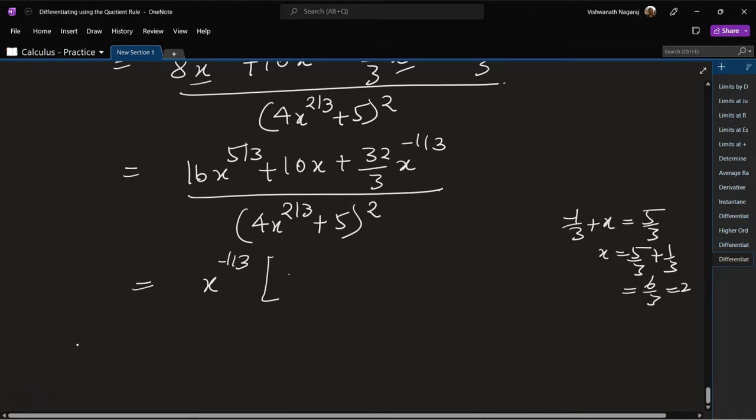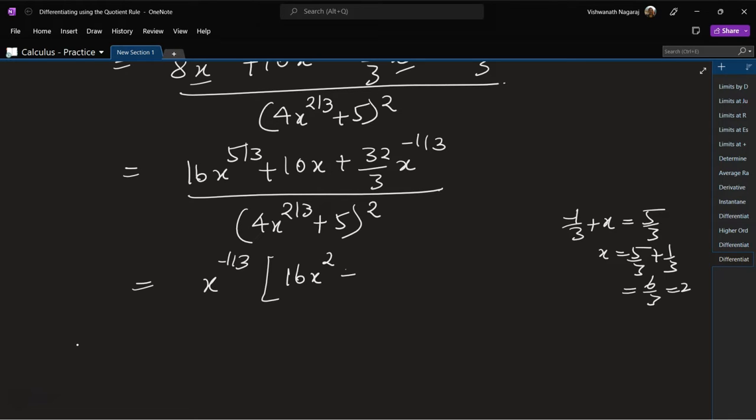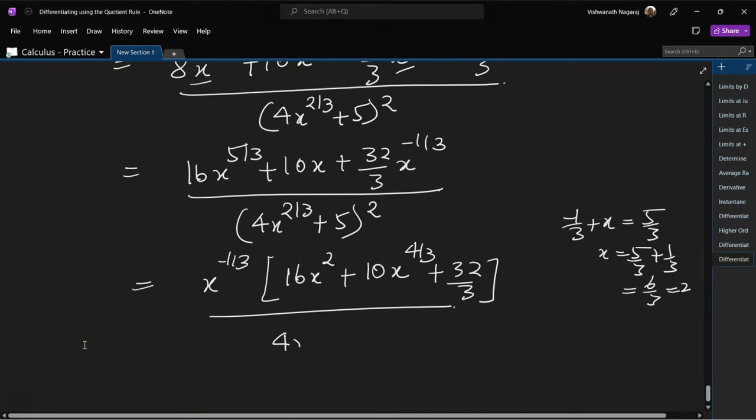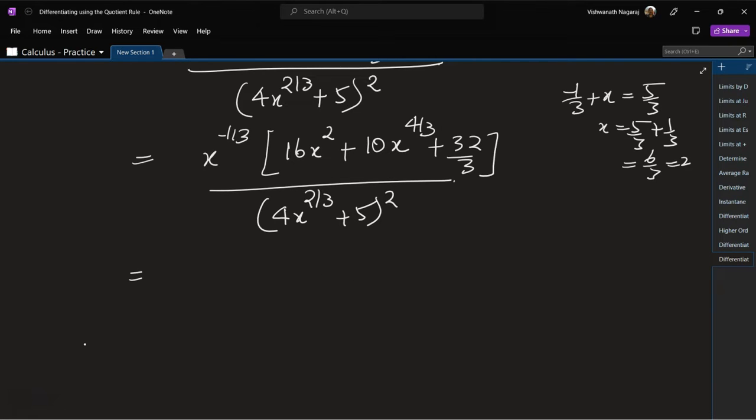So this will be 16x square plus 10x to the power of 1 should be there. So 4 minus 1, 3. So 3 by 3 is 1. So 4 by 3 plus 32 by 3, right? Divided by 4x to the power of 2 by 3 plus 5 square, which gives us, now this 3 also we have to take it out.